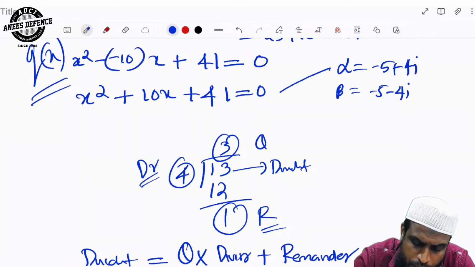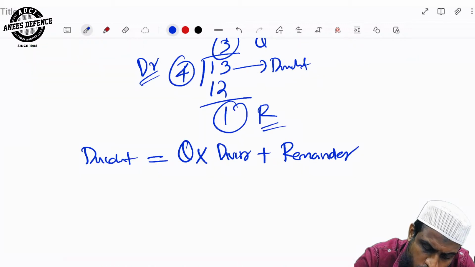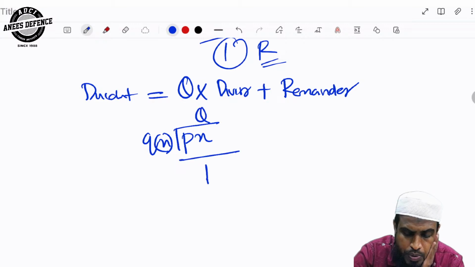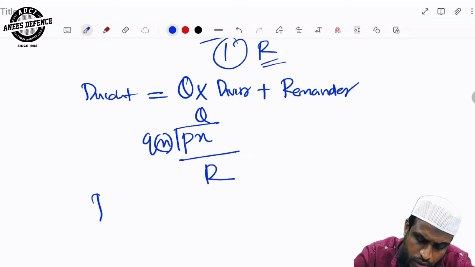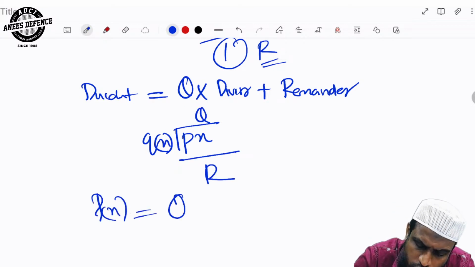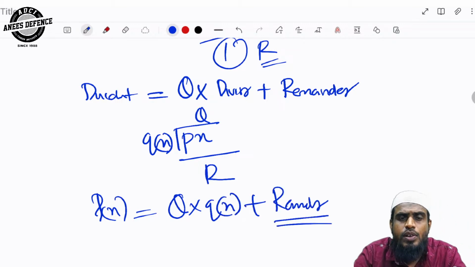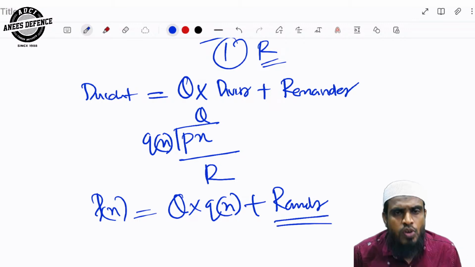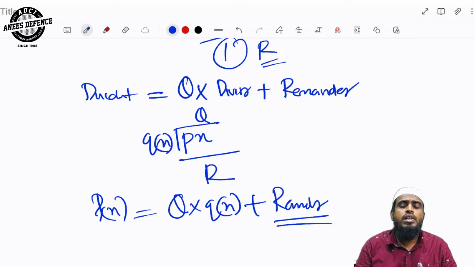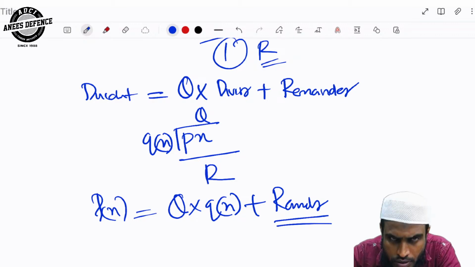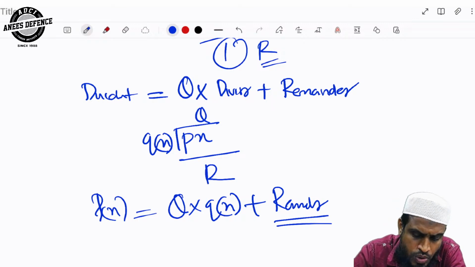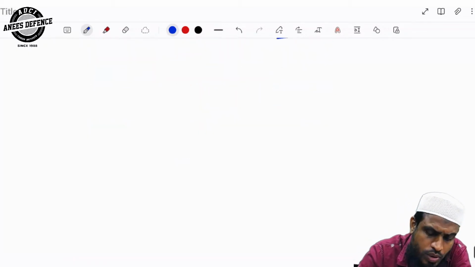So here if I'm dividing p of x with q of x, I will get a quotient and I will get a remainder. Then p of x I can represent as quotient into q of x plus remainder. So dividend equal to quotient into divisor plus remainder. That is applicable in the case of p of x by q of x. So we will try to divide that.